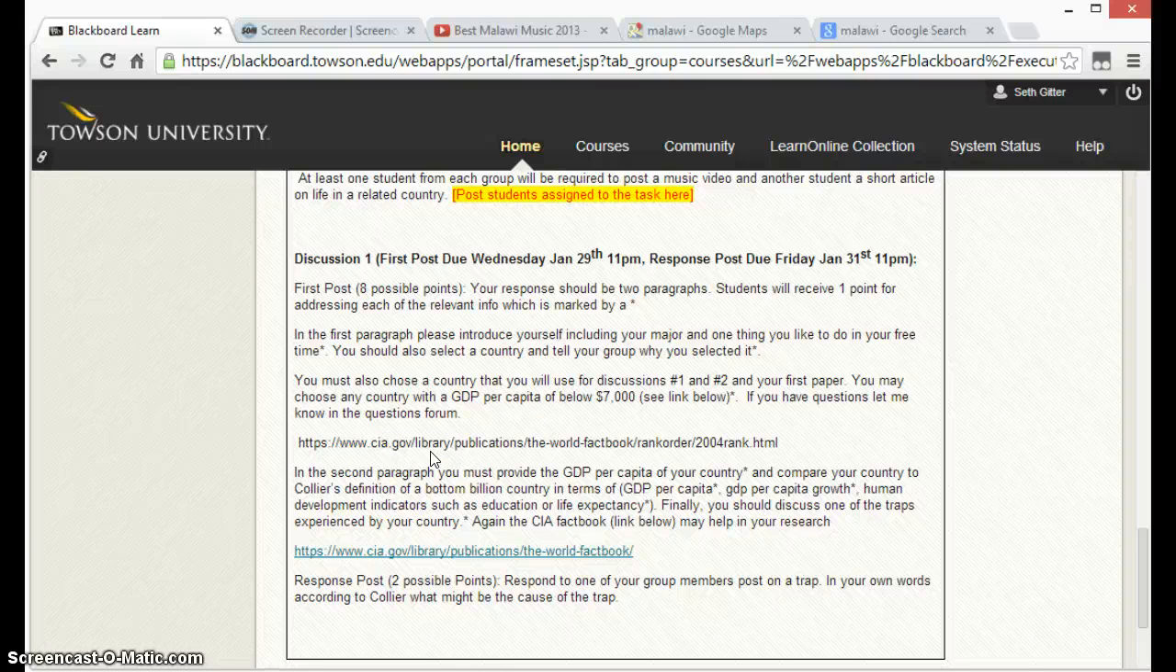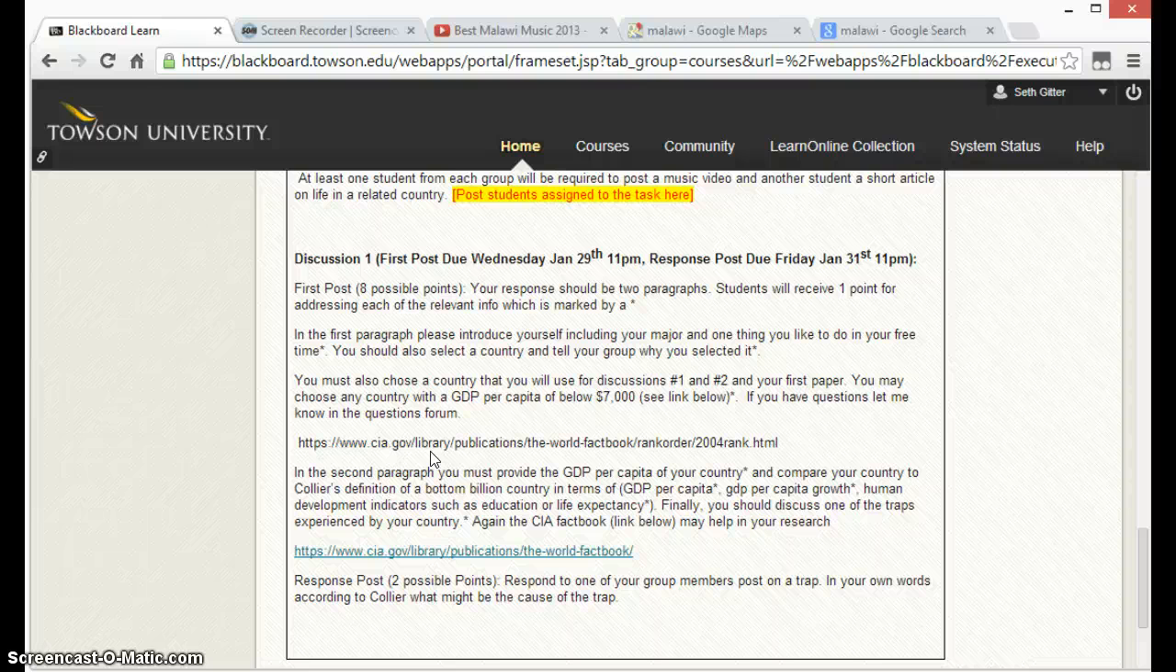In the second paragraph, you must provide the GDP per capita of your country. Compare your country's definition to Collier's definition of a bottom billion country in terms of GDP per capita, GDP growth, and human development indicators such as life expectancy. And finally, you should discuss one of the traps in your country.